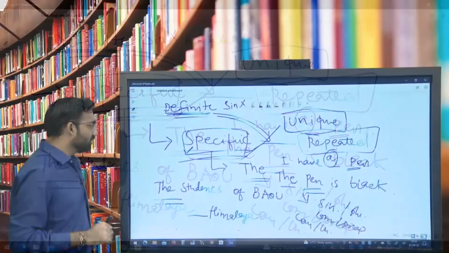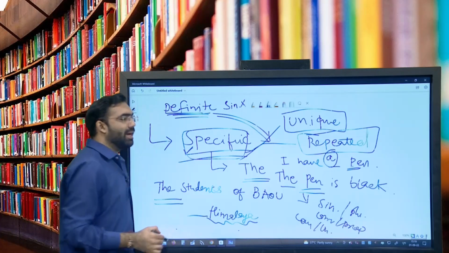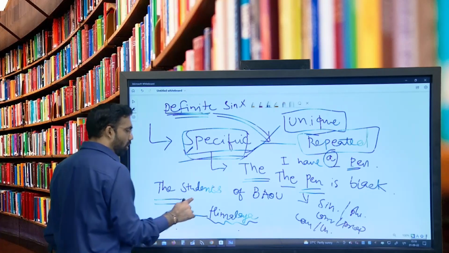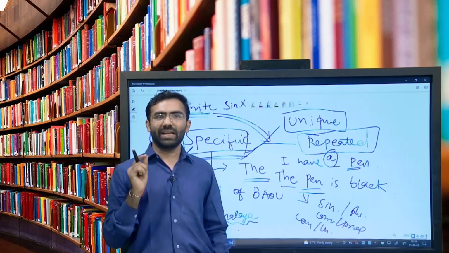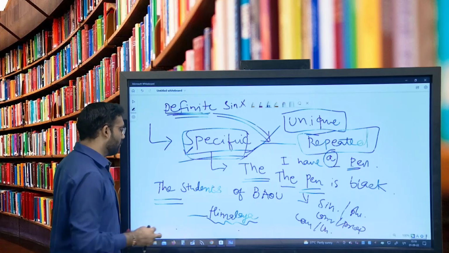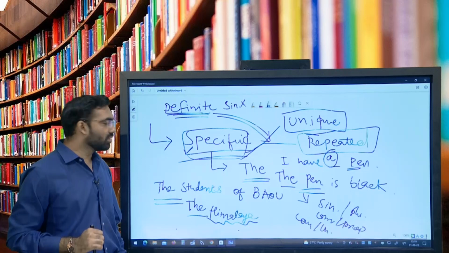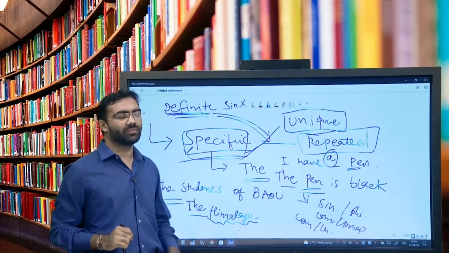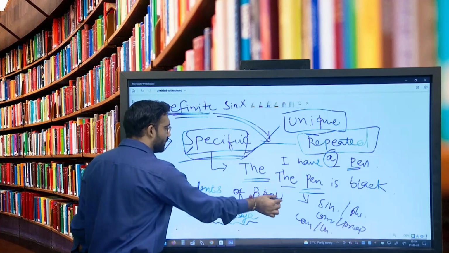Is it clear? Now when we talk about Himalaya, Himalaya is unique. You are talking about a specific mountain. The moment I say mountain, it is common. But the moment I say Himalaya, it is specific. The Himalaya. Likewise, Baba Saheb Ambedkar Open University is unique.